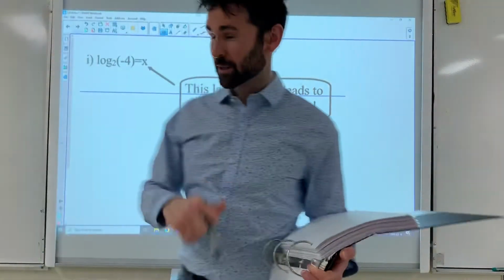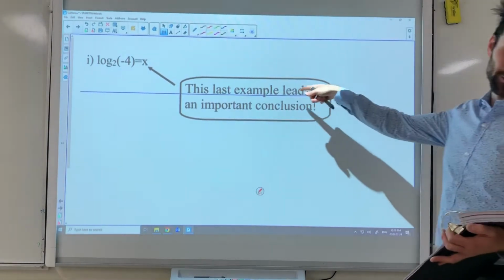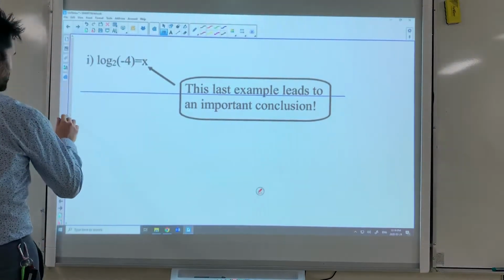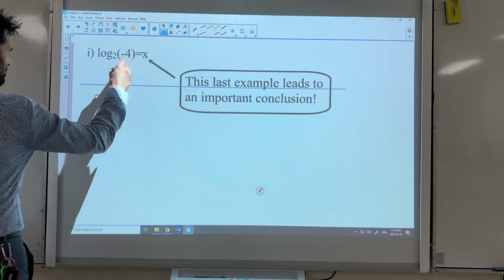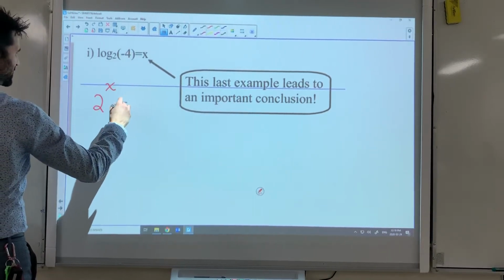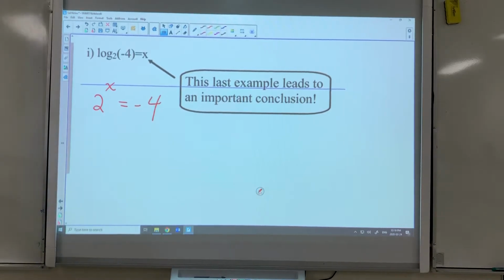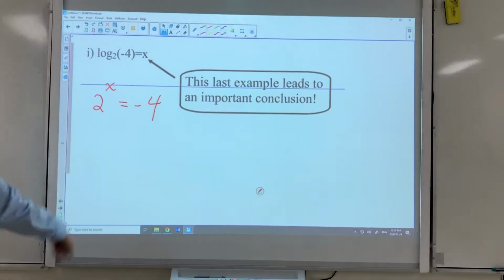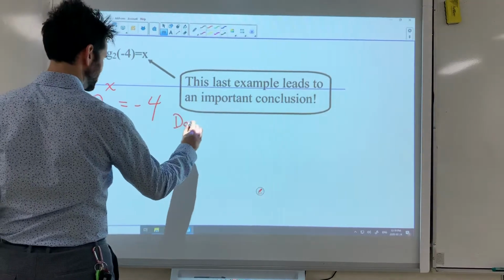This one's very important. Very, very important. So I even wrote, it leads to an important conclusion, so something must be happening here. So let's try turning it into exponential form. So it's going to be 2 to some power x equals the argument. Now here we go. Is there a way to get a -4 just putting in some exponent here? And the answer is that does not exist.